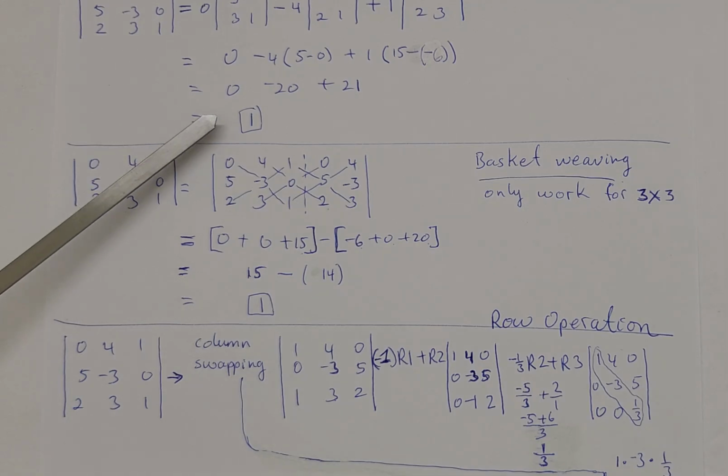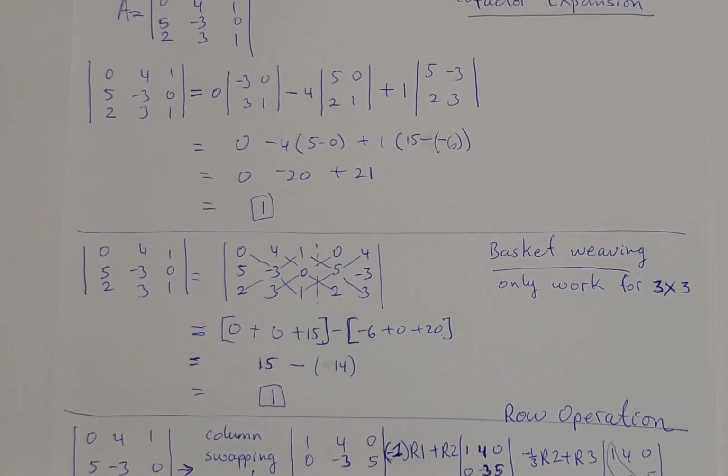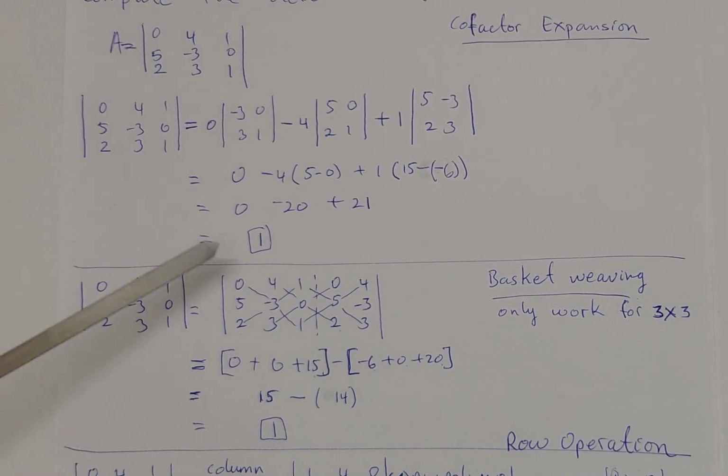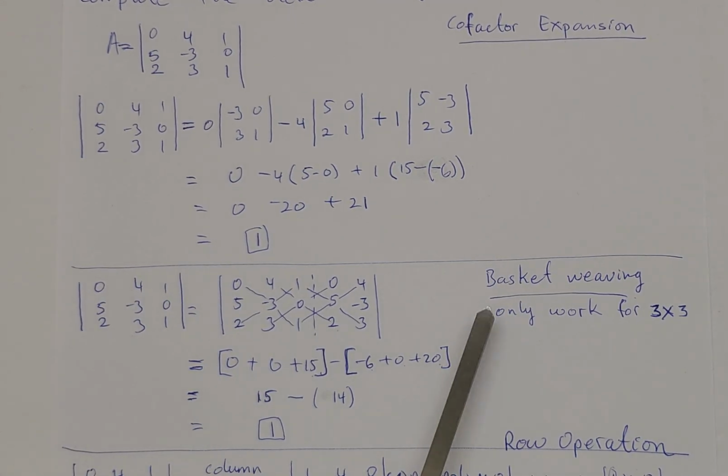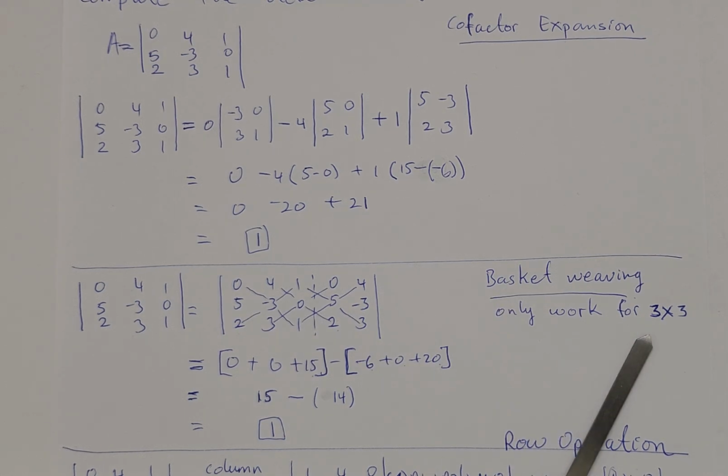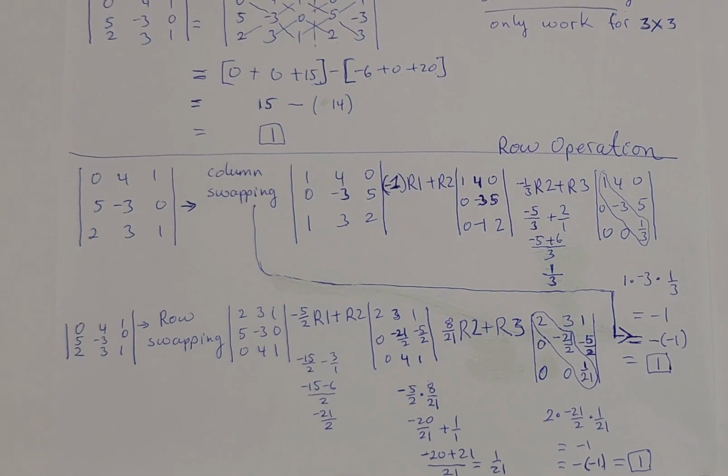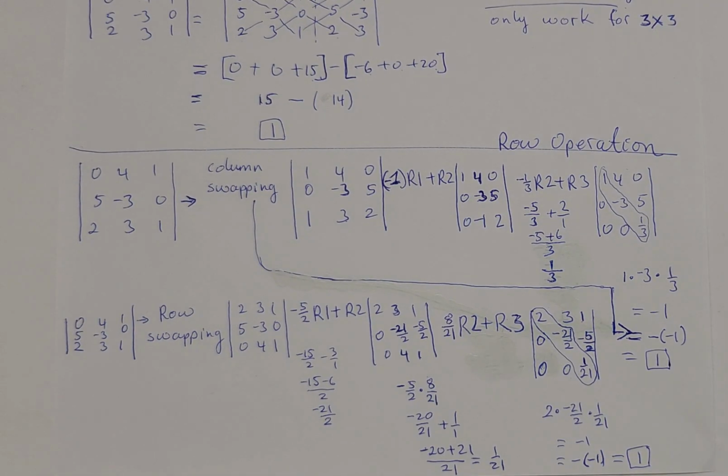And as you can see, the cofactor expansion method and basket weaving give you the same result. Be very careful. Basket weaving only works for 3 by 3. Only 3 by 3. Next, we will do row operations.